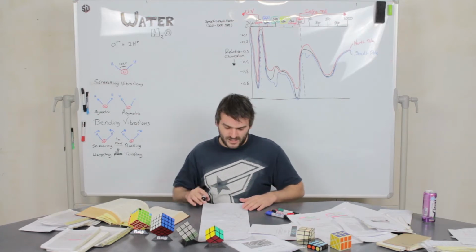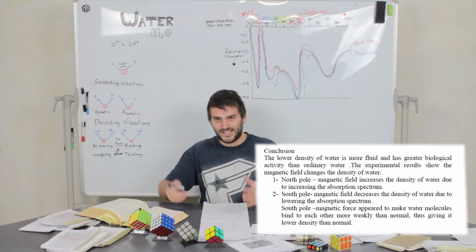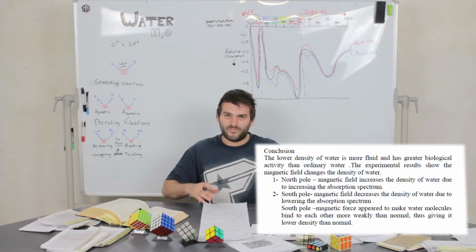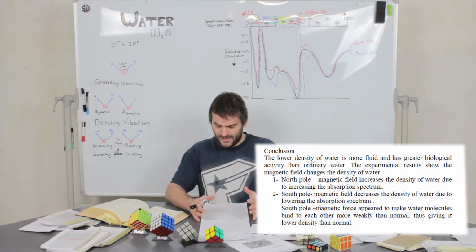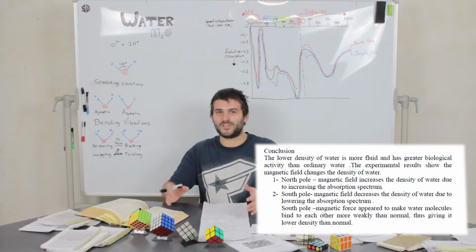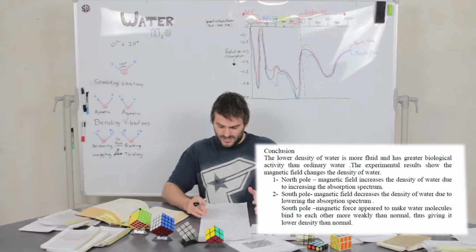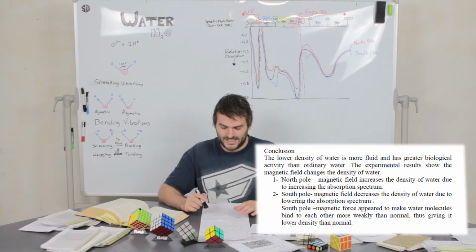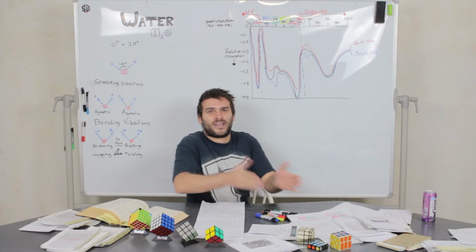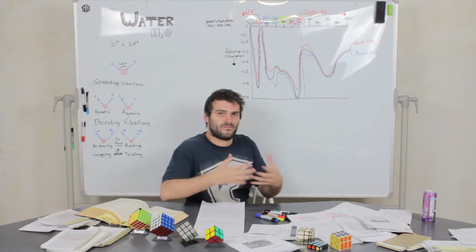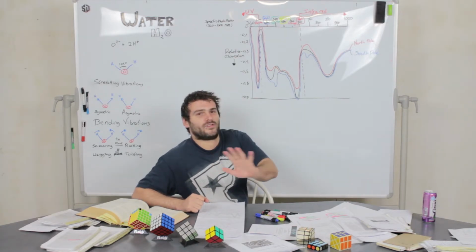So in conclusion, the magnetic fields change the density of the water. The North Pole increases the density, and this is due to an increase of absorption, and the South Pole decreases the density, and that is due to a lower absorption of radiation. It's all about the quantum mechanical absorption of light on atoms. We're not going to go into quantum mechanics.